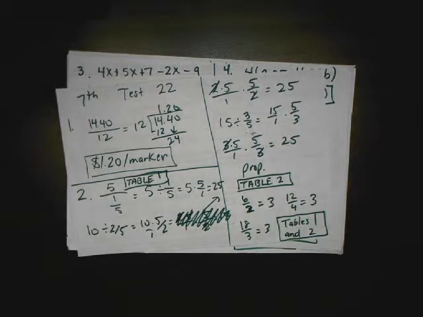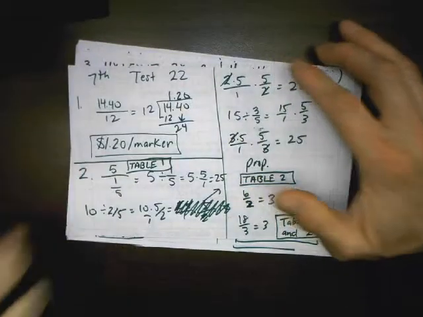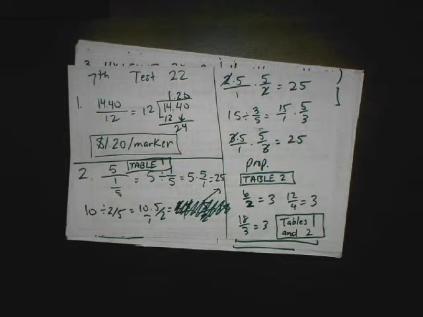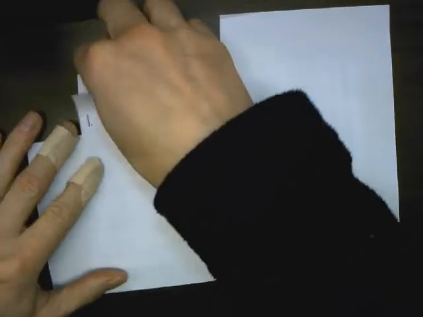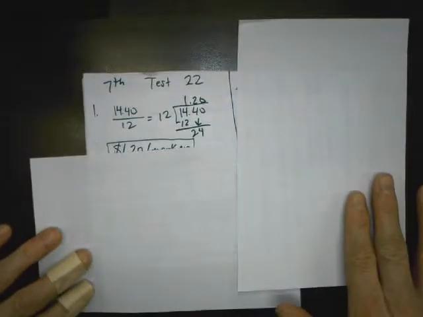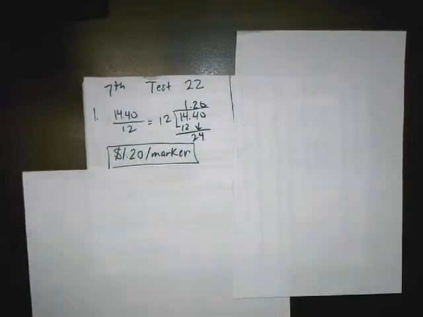7th grade math, test 22, problem number 1. Well, number 1, they give us the rate for 12 markers as 1440. So what we do is we take that 1440 for 12, remember money on top, right? And we just divide to get the unit rate, or how much per one. So we divide in and out, we get 1.2, it means it's $1.20 per marker.